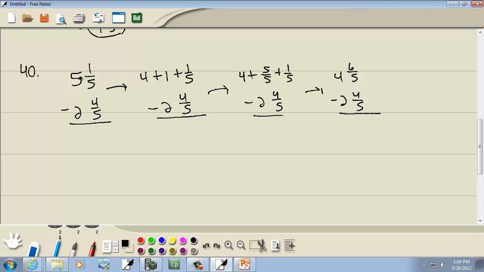The shortcut is if you borrow one, this number right here, you reduce it by 1. So 5 goes to 4. And then you take whatever your denominator is, see how this is 5, and you add it to the top part. So 5 plus 1 gives us 6. And then the denominator stays 5. So we got 6/5. Now I can subtract these. 6/5 minus 4/5 gives us 2/5. And 4 minus 2 gives us 2.